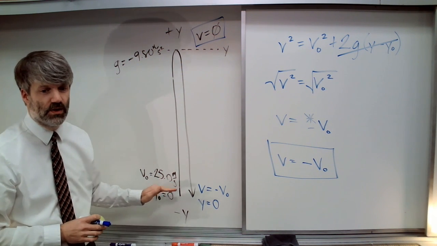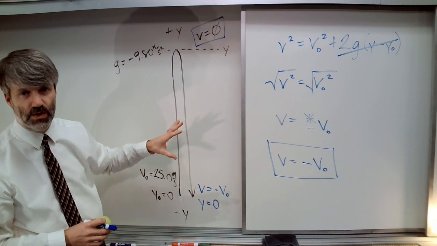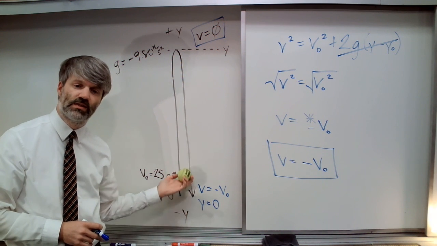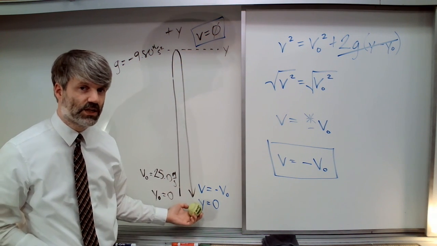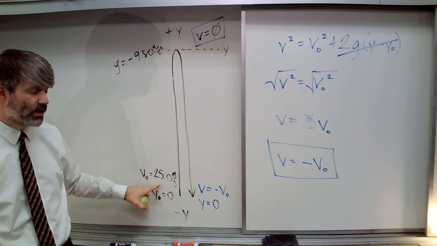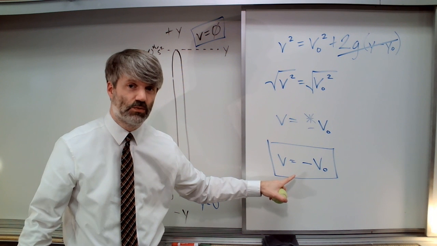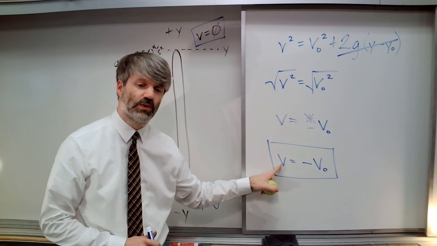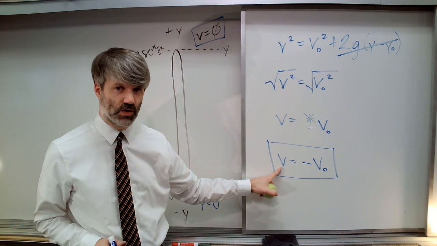Notice how nothing in the path mattered. It doesn't matter how high it goes or how long it goes. It just matters that it starts at this velocity, and it will end with that same speed in the opposite direction. Also, we can see here, it's going to work for whatever speed we put into it. Whatever speed it leaves the ground with, it's going to end up with the negative of that when it returns back to the position that it started from.